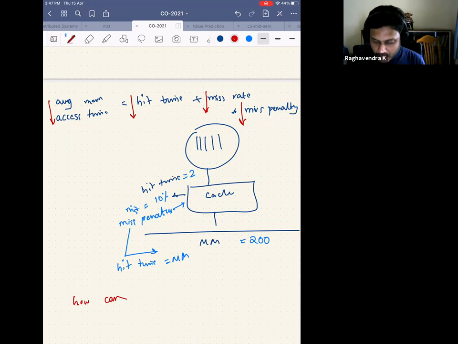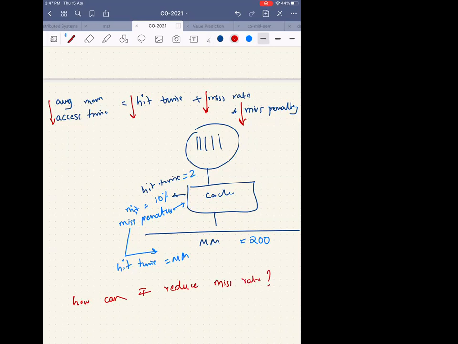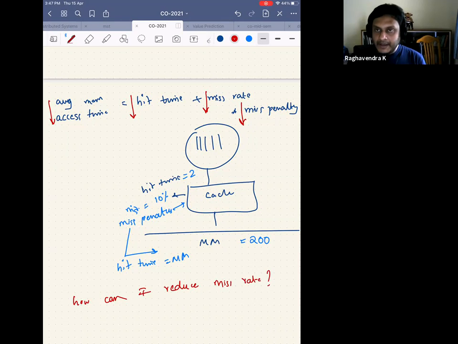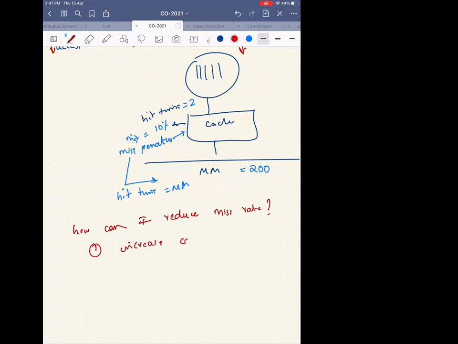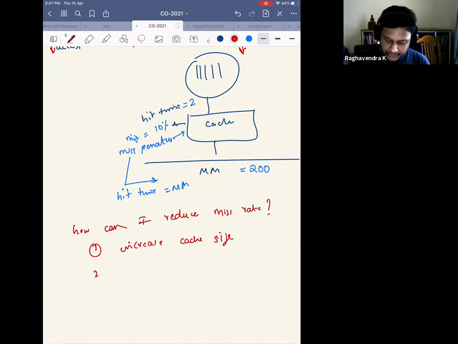Okay, so now, how can I reduce the miss rate? Increasing the size of the cache. Okay, one answer is to increase the size of the cache. Okay, excellent. A better replacement policy.